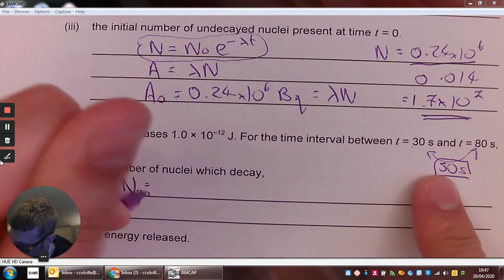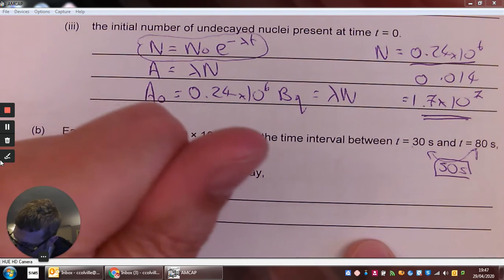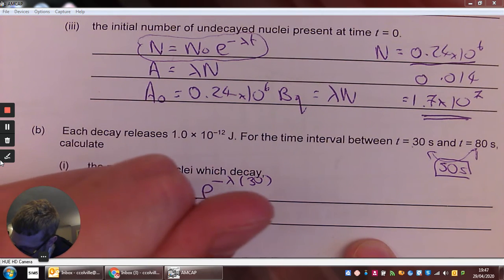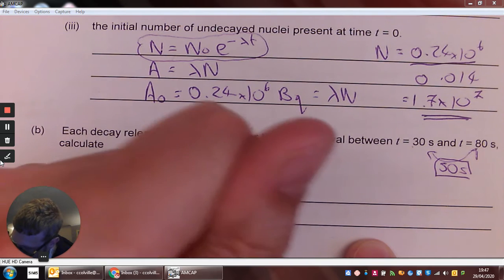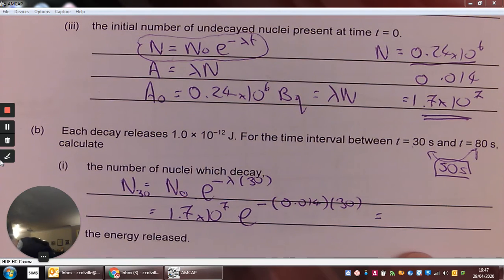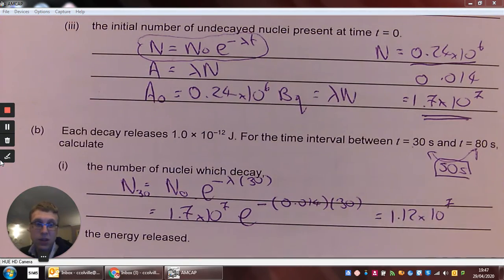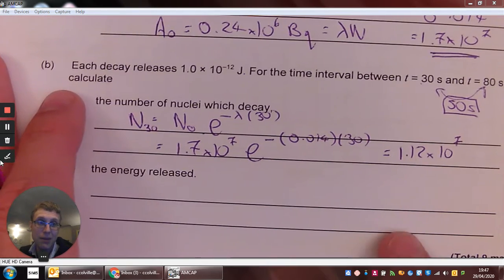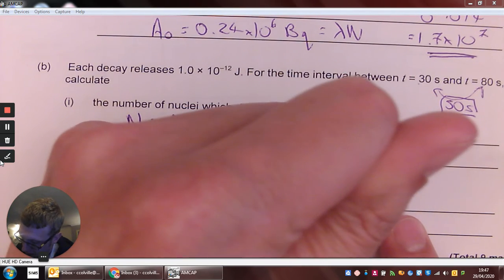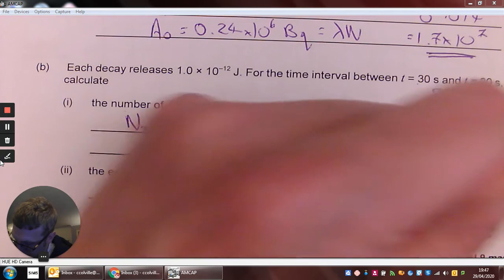The number of nuclei at 30 seconds will be N0 e to the minus lambda 30, and that's what I've worked out here. So that will be 1.7 times 10 to the 7, my original value, e to the minus, well, I've worked out lambda, 0.014, times 30. And if we put those values in, we're going to get 1.12 times 10 to the 7. So that's how many there are at 30. If I want to work out how many there are at 80, there would be half that number. So the number decayed would be 1.12 times 10 to the 7 divided by 2, because we've gone through one complete half-life, 0.56 times 10 to the 7.